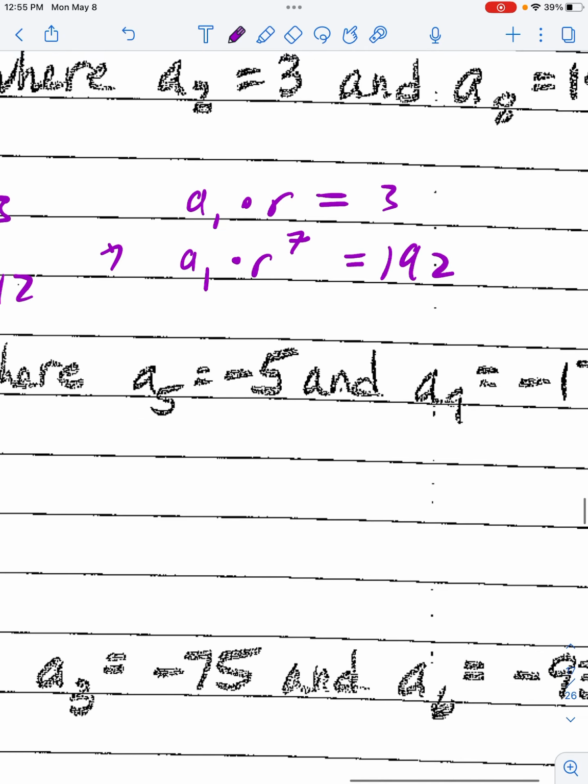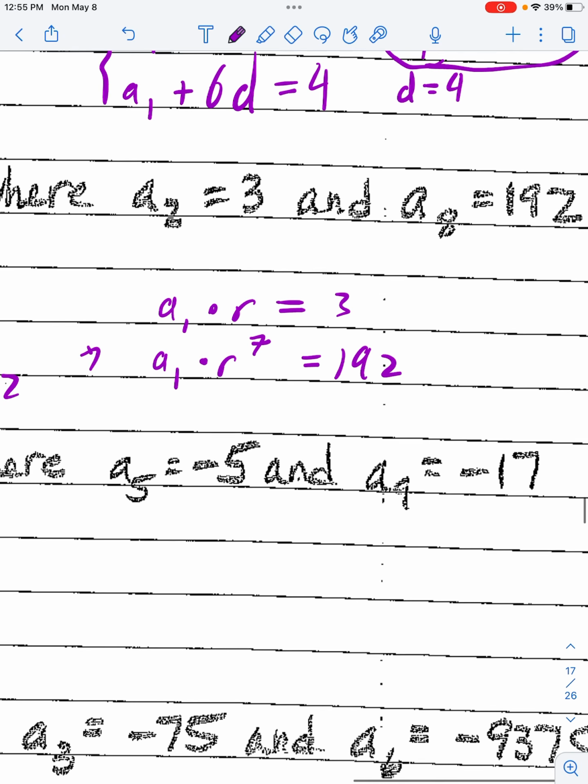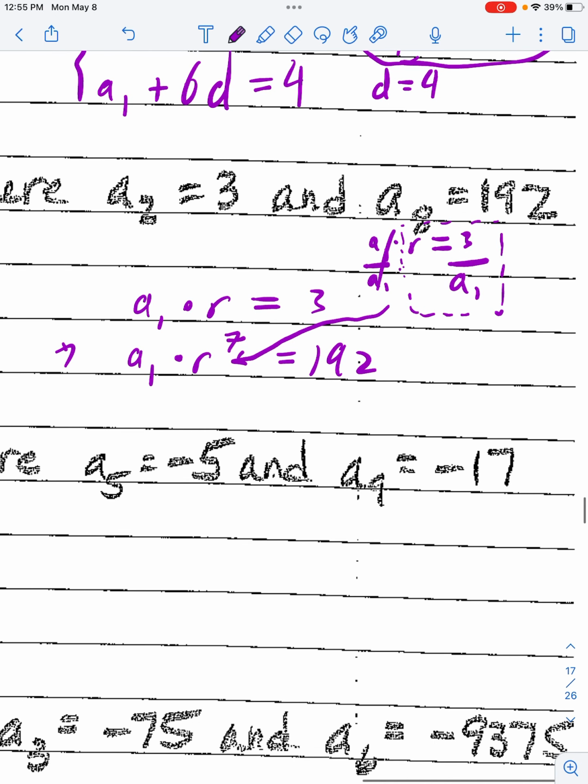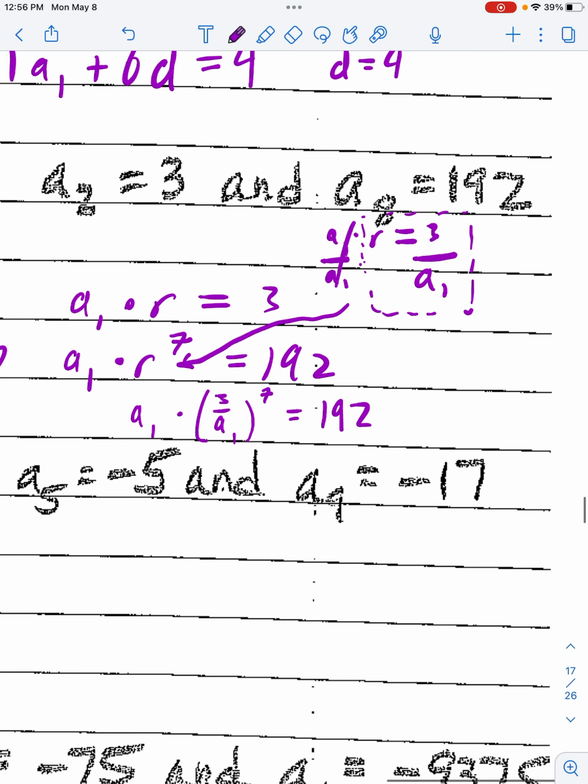All right, so this is a little different, right? This is not a linear system. What I'm going to do here, I'm going to start with this one right there, a sub 1 times r equals 3. I'm going to divide both sides by a sub 1. All right, so I have r equals 3 over a sub 1. And I'm going to sub that in right here. So I know that a sub 1 times 3 over a sub 1, to the 7th, equals 192. Okay.